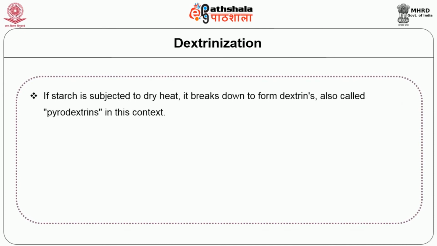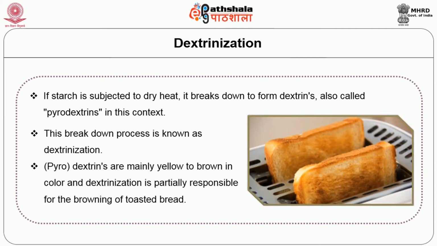Dextrinization: if starch is subjected to dry heat, it breaks down to form dextrins, called pyrodextrins in this context. This breakdown process is known as dextrinization. Pyrodextrins are mainly yellow to brown in color, and dextrinization is partially responsible for the browning of toasted bread.